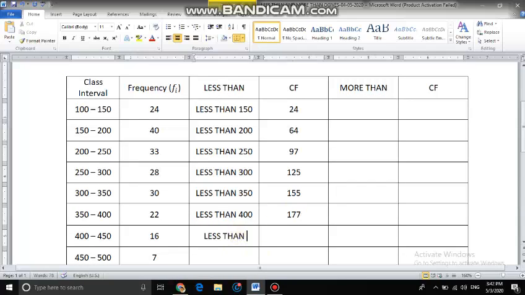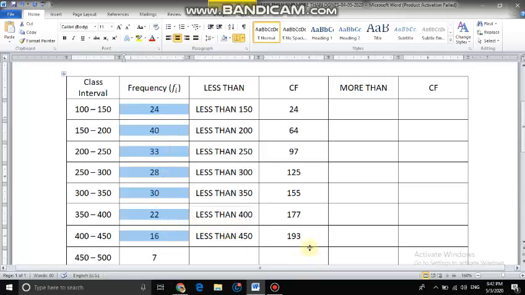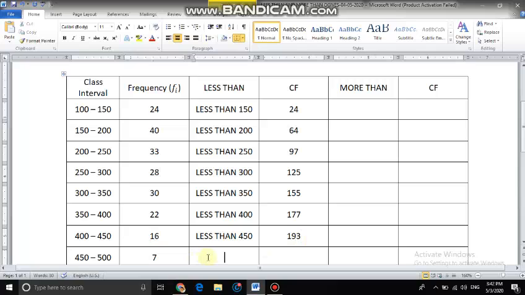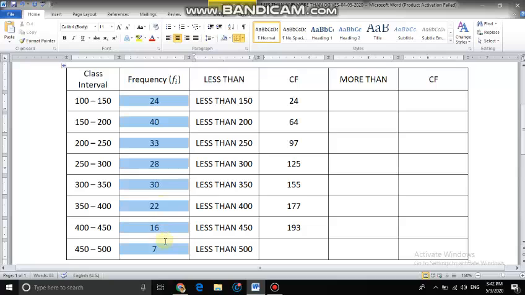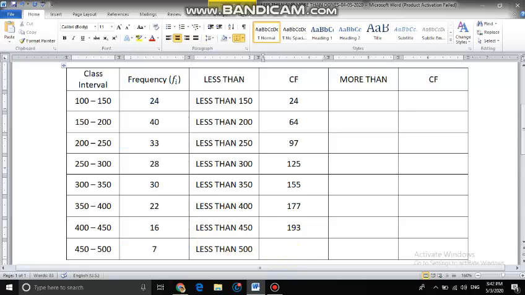Then less than 450 is 193. It will come because if you add all these numbers continuously, the sum will give you 193. Or I know the sum of these numbers is 177, so 177 plus 16 will be 193. Now similarly, if I go here, less than 500 means everybody is spending an amount less than 500 only. So the sum of all these numbers will give me 200.